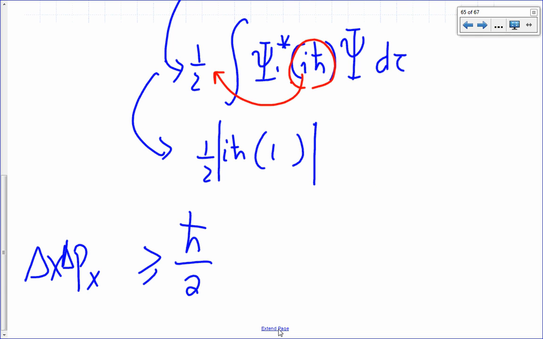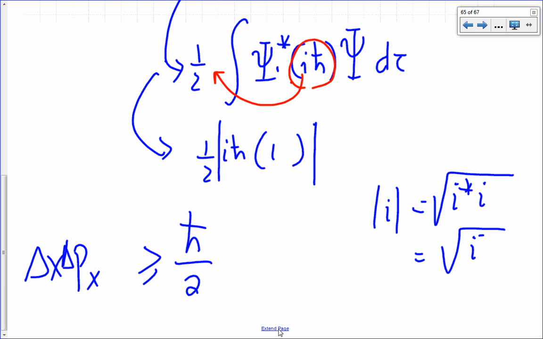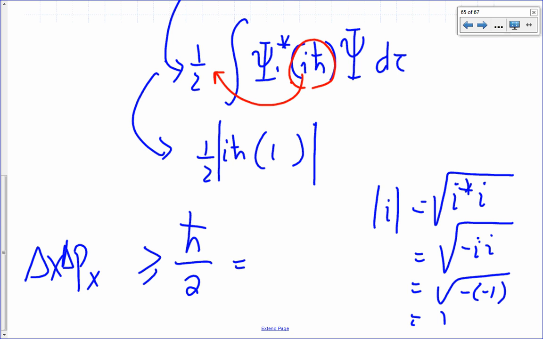What's the absolute value of i? The square root of i star times i, right? The square root of i star i is what? i star is negative i, and times i, square root of negative i squared, that's just 1, right? So the absolute value of i is just equal to 1, and that's going to be equal to h bar over 2 times 1. So that's your uncertainty principle.